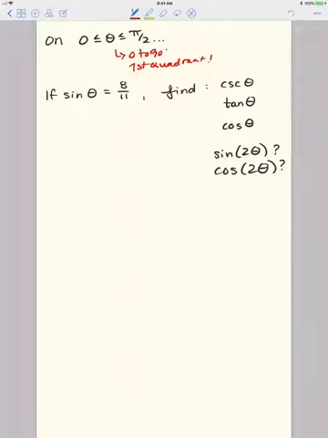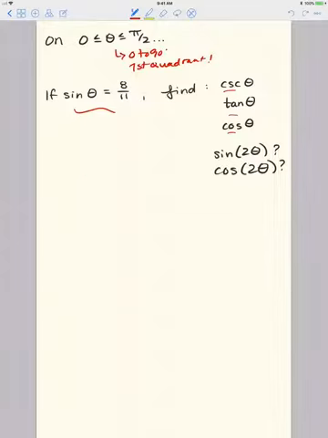So we've got the sine of theta is 8 over 11. We're not really interested in what theta is. Theta is something between 0 and pi over 2. But from that sine ratio, I would like to be able to find things like cosecant, tangent, cosine, and then apply those to the sine of 2 theta and the cosine of 2 theta.